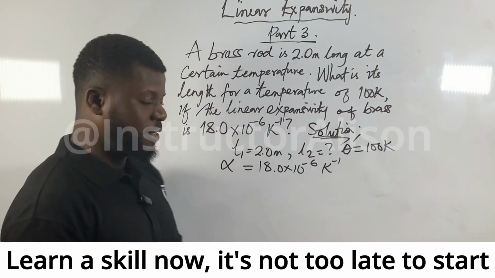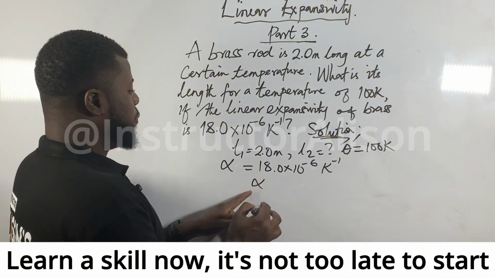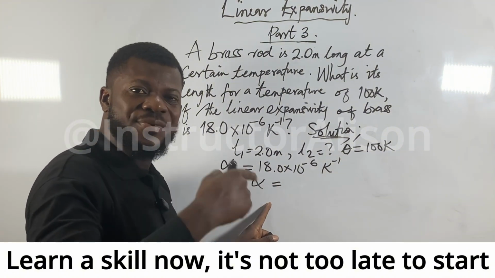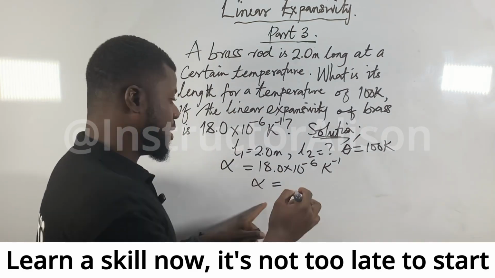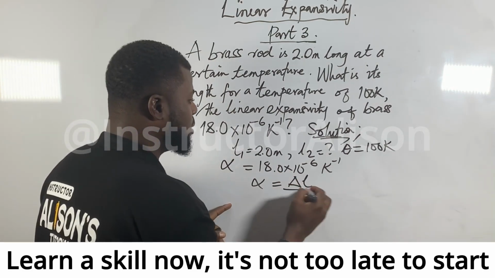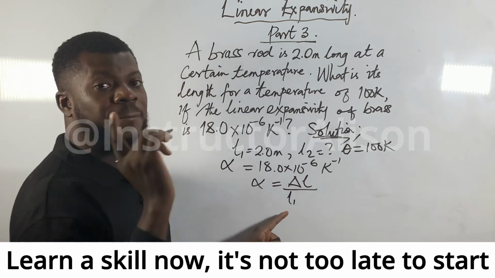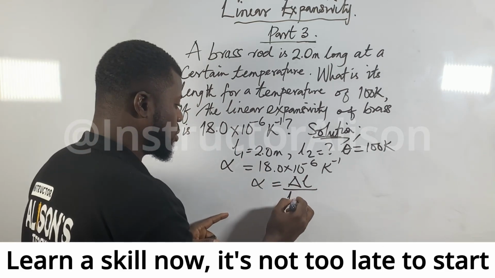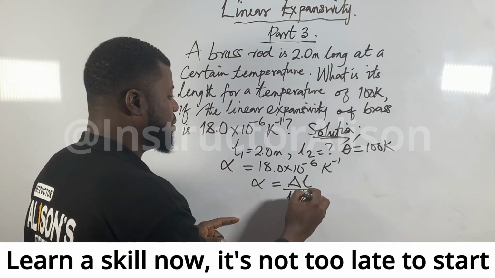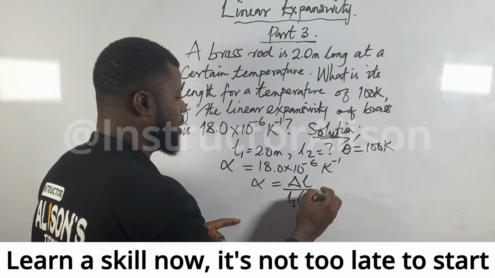So what will be the formula first? The formula: coefficient of linear expansivity equals, remember, linear expansivity is the increase in length per unit length. That is the increase in length per unit initial length, L subscript 1, per degree rise in temperature, like this.